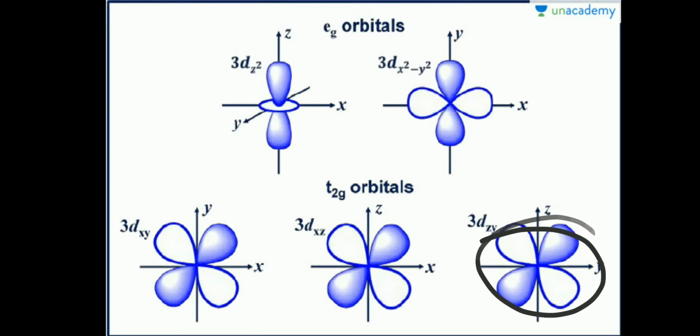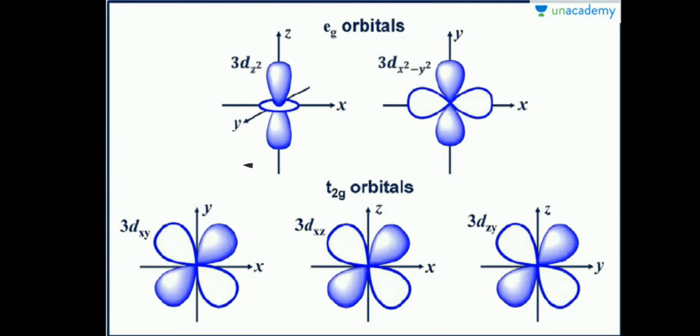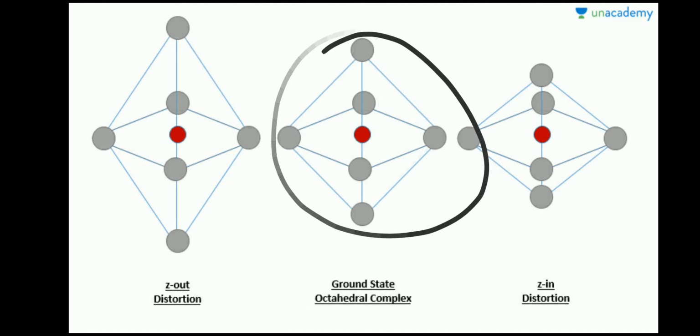What happens actually is that due to asymmetrical filling of electrons, if electrons are not properly distributed among both sets of orbitals, the Eg and T2g sets, the electrons are asymmetrically arranged. In that case, it has been found that the regular octahedral geometry is lost. So we don't get a regular octahedral geometry.